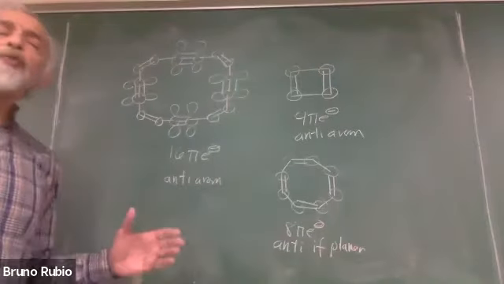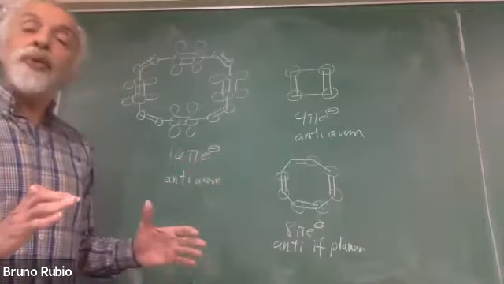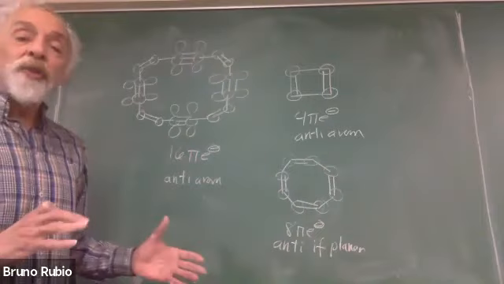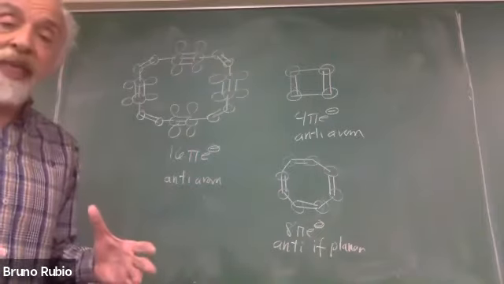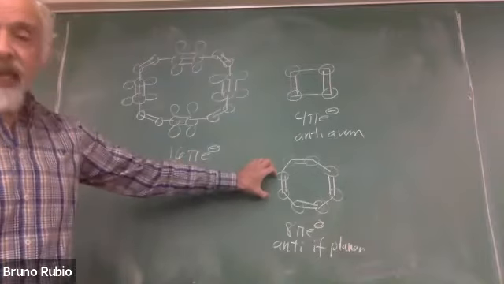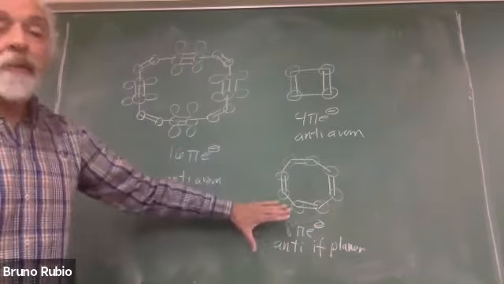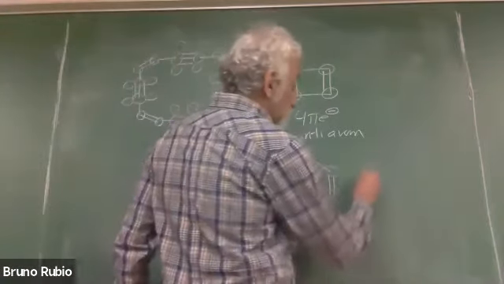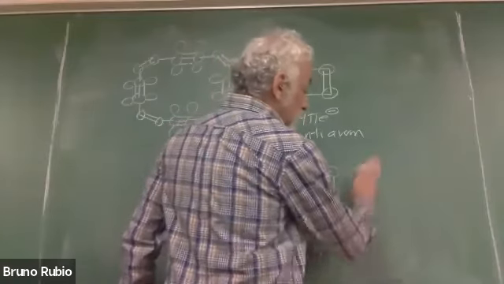But molecules will do practically anything to avoid being anti-aromatic. There are very few anti-aromatic molecules because molecules don't want to be anti-aromatic. This guy is flexible enough that instead of being planar, it adopts what is called the boat or the tub conformation.